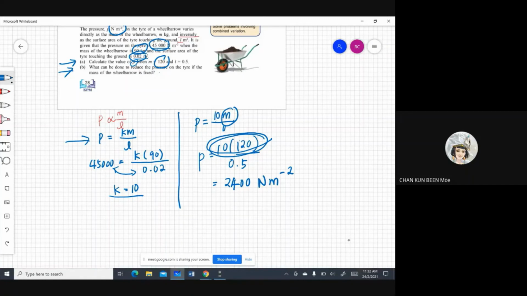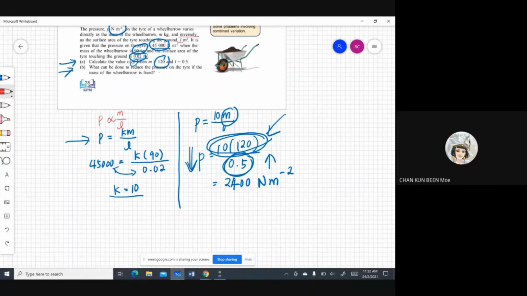Okay, so if this is fixed, how are you going to reduce the pressure? You can think about it. If it's fixed, are you going to increase or decrease the area, the L, the surface area? Increase. You have to increase it because it's the other way around. To make P decrease, you will have to increase this one so that the value of P will decrease.